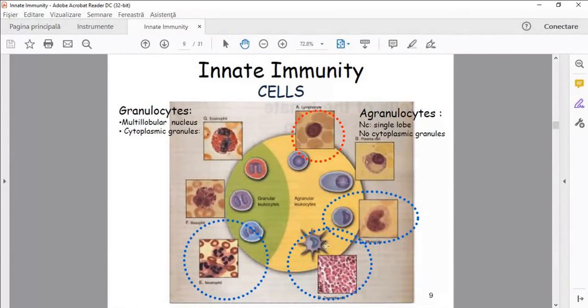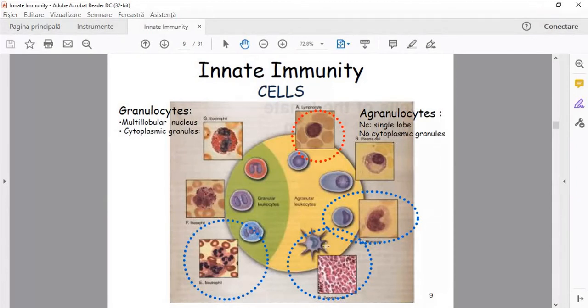They are non-specific phagocytes, being the most numerous, and their main role is to present antigens to the specific lymphocytes. Also, originating in the myeloid line, we have monocytes, which will be transformed into macrophages after their passing into the tissues.